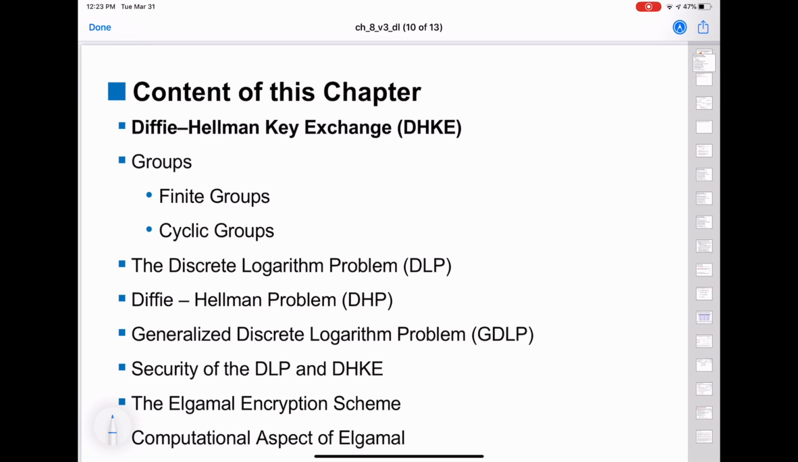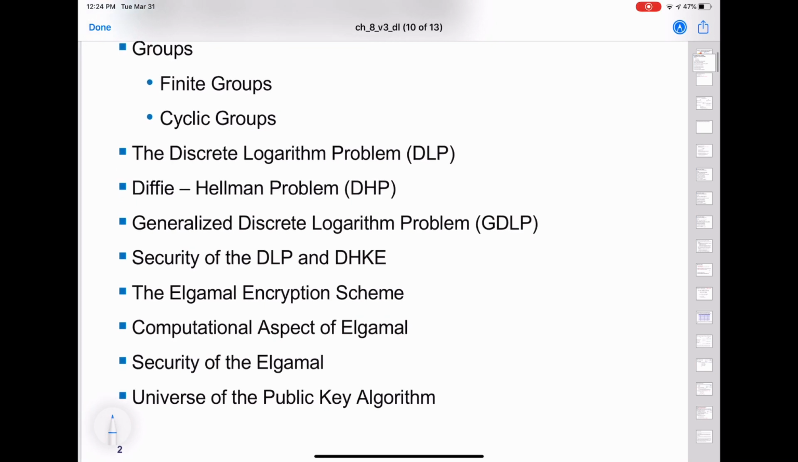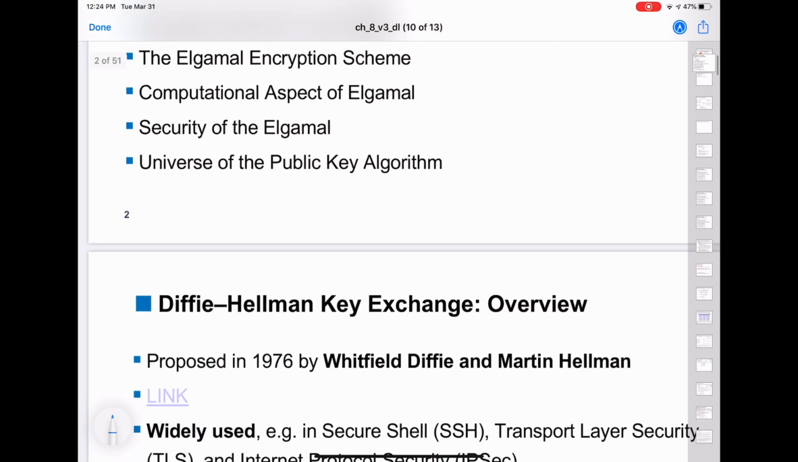Diffie-Hellman key exchange. Of course, before I continue with this protocol, I have to start with mathematics. I will talk about finite groups and cyclic groups. Then I want to talk about the discrete logarithm problem and the Diffie-Hellman problem. This is my goal for this lecture. Next is the general discrete logarithm problem, the security of the discrete logarithm problem, and Diffie-Hellman key exchange. Then I will show you how to do encryption with El-Gamal and so forth.